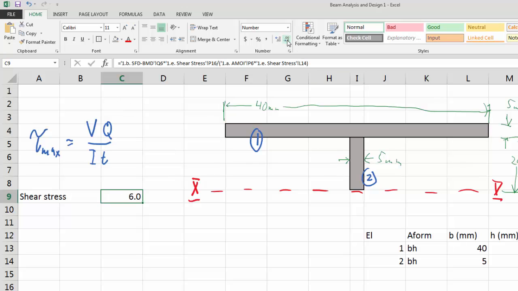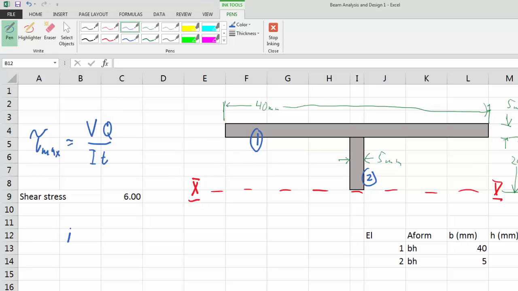6.00414, and it still begs the question, 6.00 what? So we'll do our unit analysis here, and V is in newtons. Q here is in millimeters cubed. I is in millimeters to the fourth, and T is in just millimeters. So again, we got 3 millimeters up top here. So I'm going to cross all those out, cross this one out, and I've got two more to get rid of. So 4 minus 2 is 2. We end up again with newton per square millimeter, which is a megapascal.